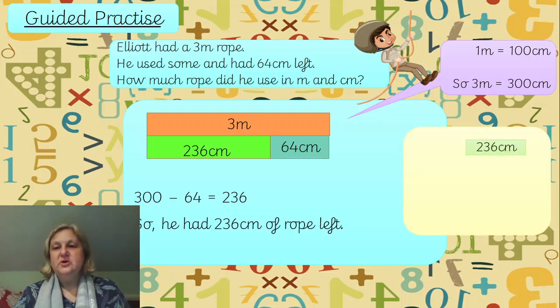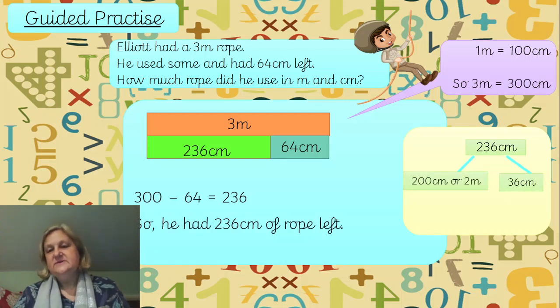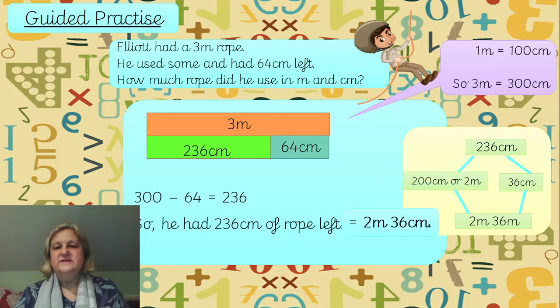236 centimetres, partitions into 200 centimetres, which is 2 meters, 36 centimeters parked on that side as well. Recombine them, we get 2 meters and 36 centimeters, and then we can put our answer right in at the end. And does it answer this? How much rope did he use in meters and centimeters? Well, we could put that into a number sentence. He used 2 meters and 36 centimeters of rope.